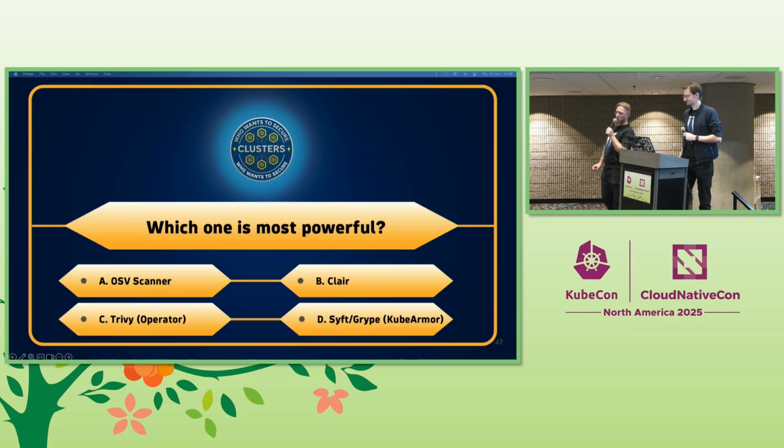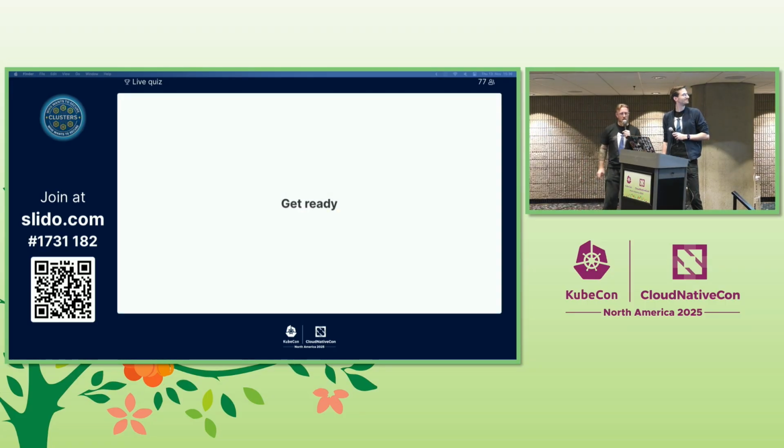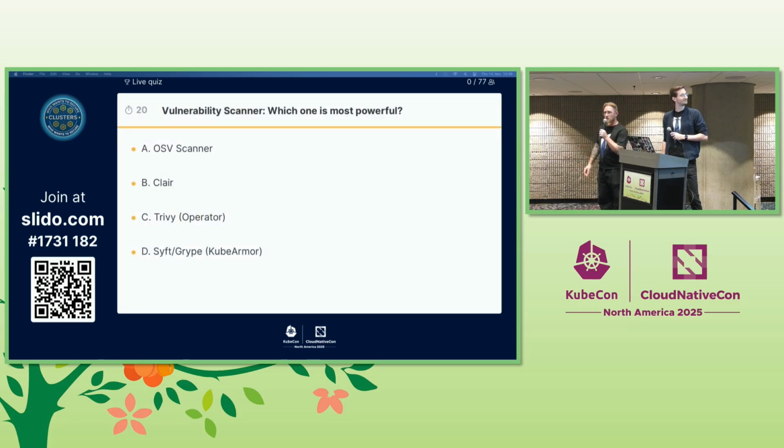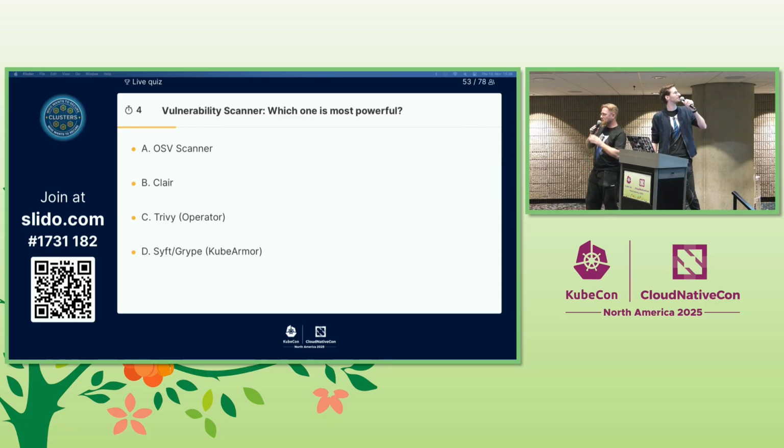So prepare, open Slido, and the question would be ready. The question is, which of those 4 solutions is the most efficient, depending on the requirement we just listed? Is it A, OSV scanner, B, Clair, C, Trivy operator, and D, Syft and Grype? We should have added a small thinking music.